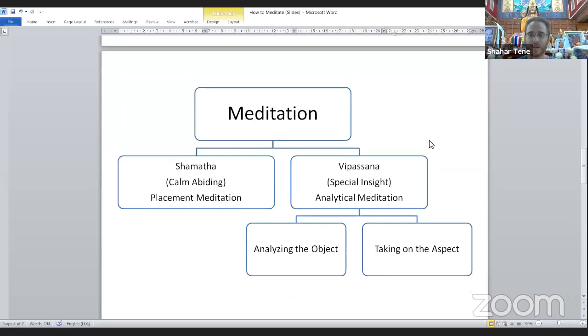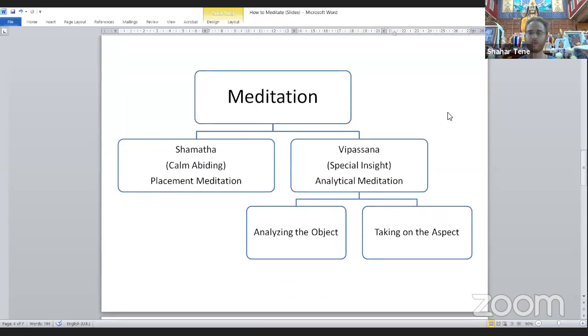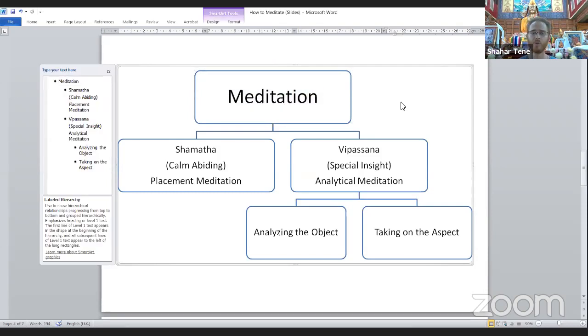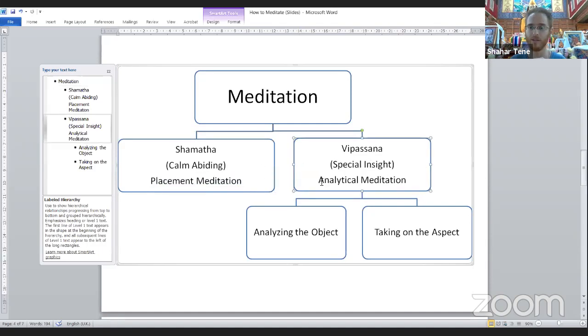In general, there are a great many different types of meditations. But if we start to try to divide them or categorize them, then most if not all meditations fall into one of two basic categories, which are, I would say, most correctly called placement meditation and analytical meditation, right? But they can be called by various names in dependence upon their goal.